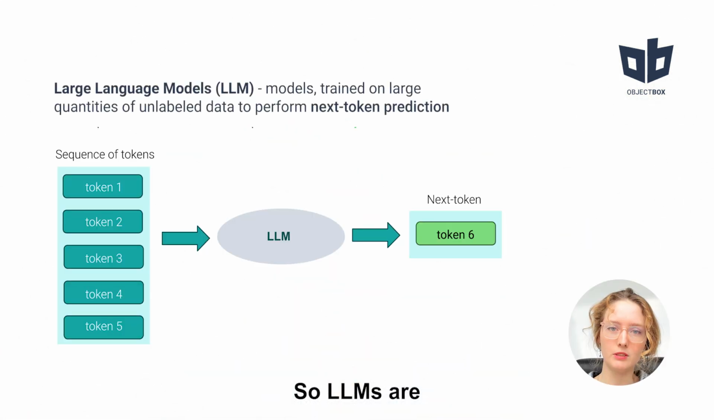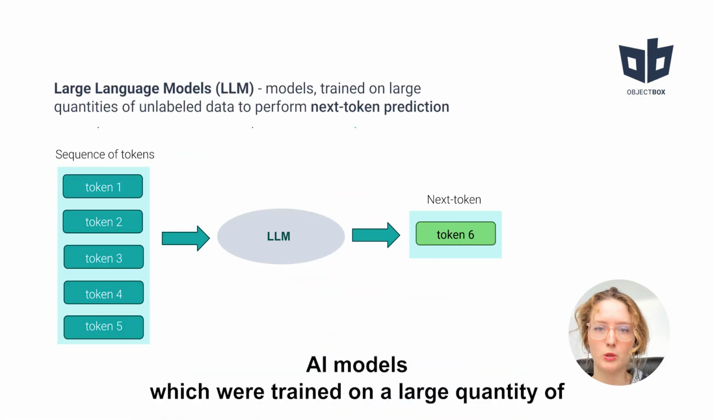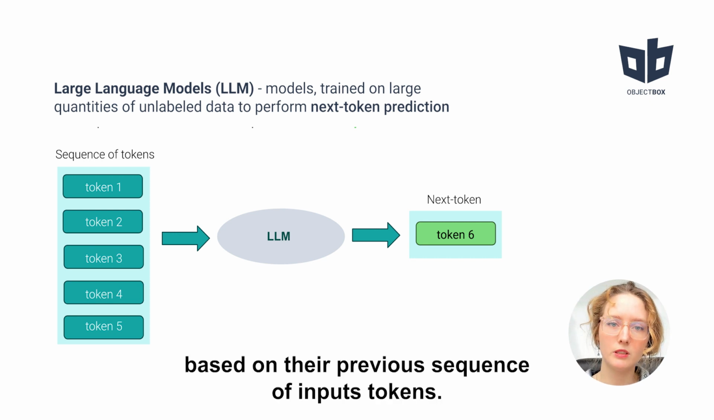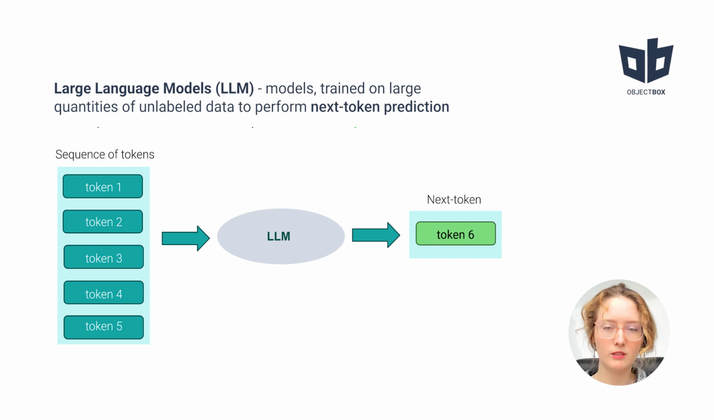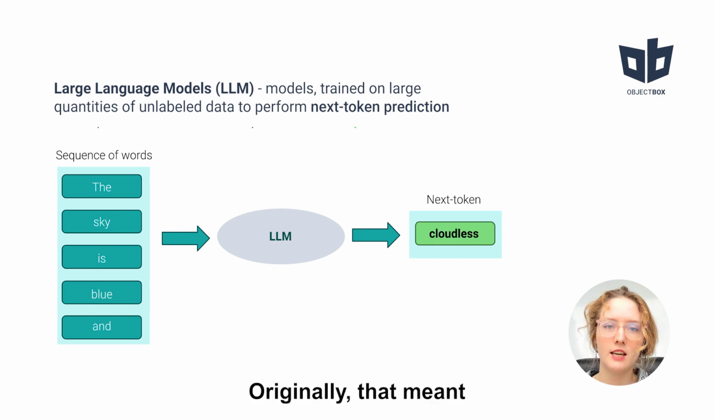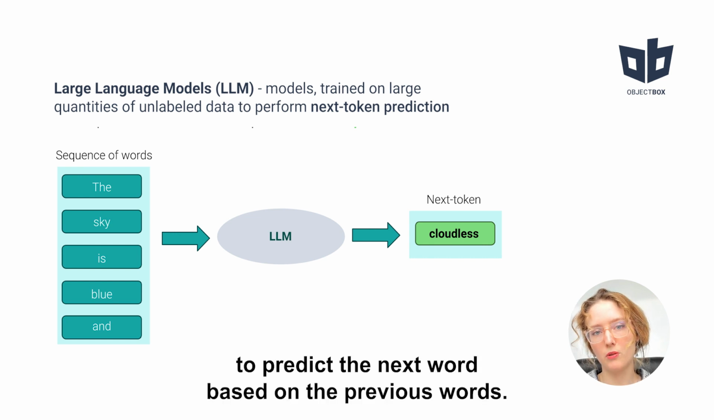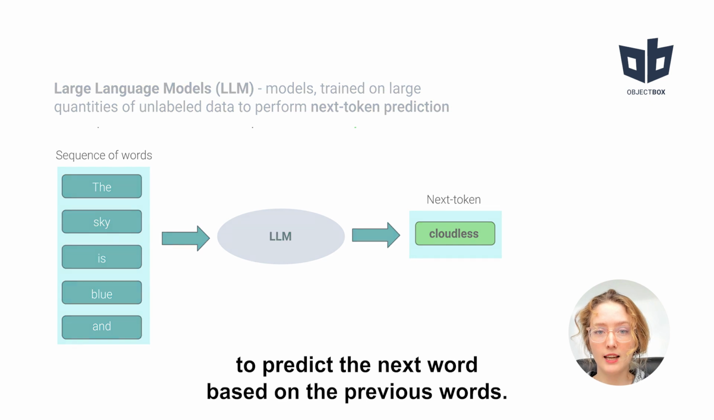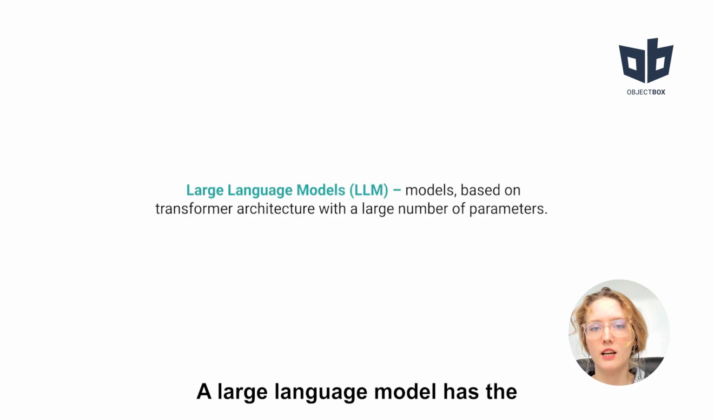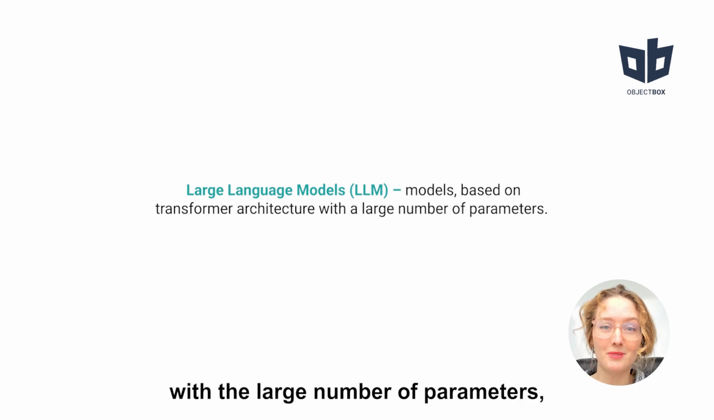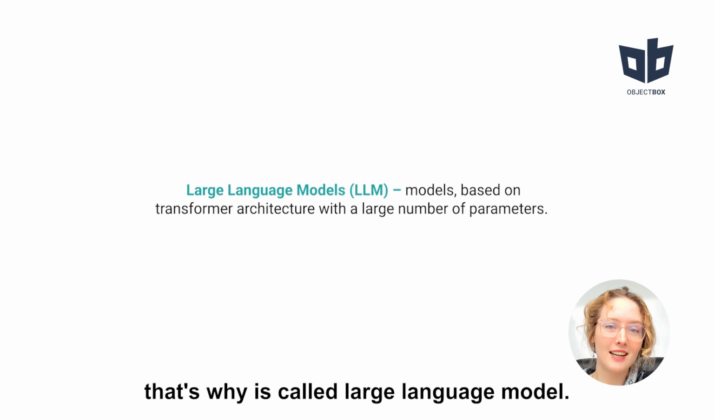So LLMs are AI models which were trained on a large quantity of unlabeled data to predict the next token based on the previous sequence of input tokens. Originally, that meant that it was trained on text to predict the next word based on the previous words. A large language model has the transformers architecture with a large number of parameters. That's why it's called a large language model.